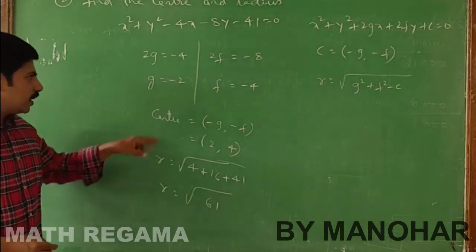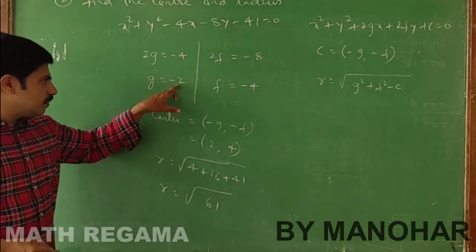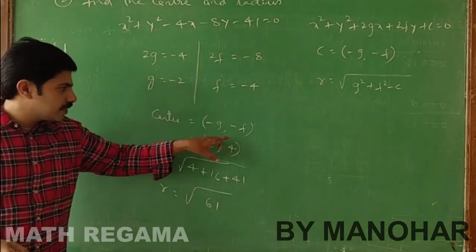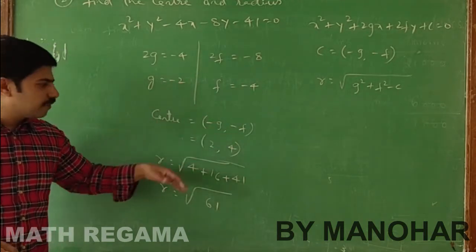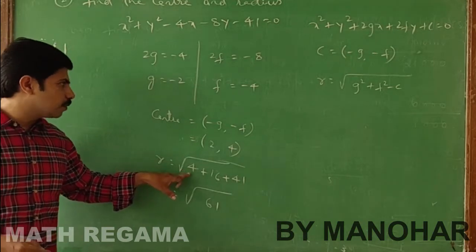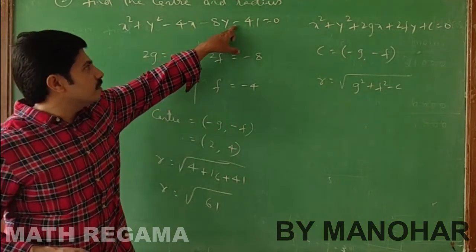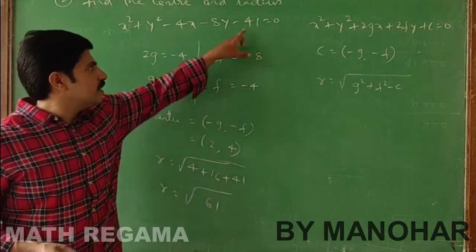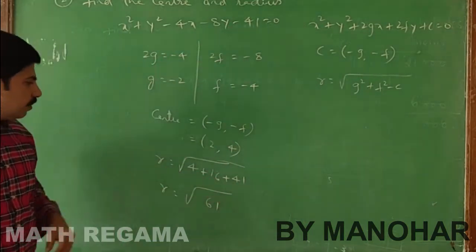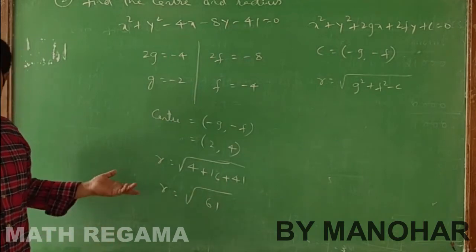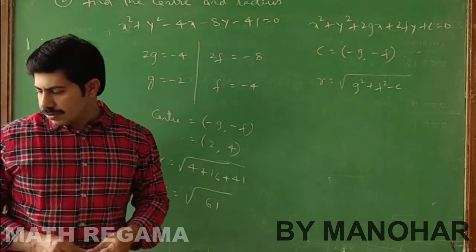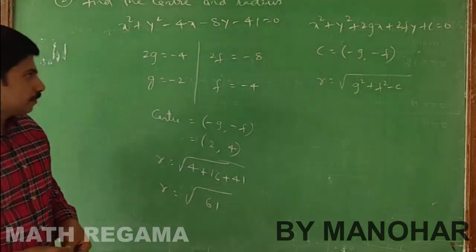Center is minus g comma minus f. We are substituting this g value and f value in minus g, minus f, so that we get 2 comma 4. After that, radius is under root of g square plus f square minus c. Minus into minus is plus, and c is 41. Add this, you get the answer. 20 plus 41 is 61. That's all.